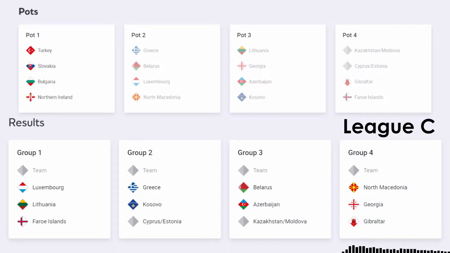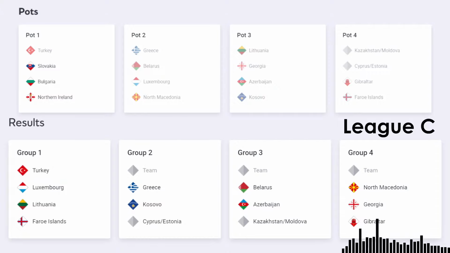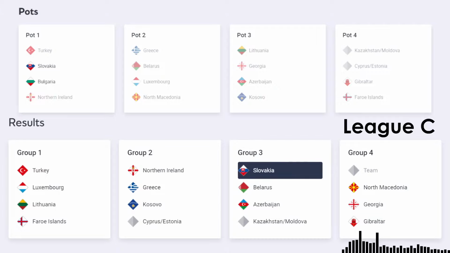Turkey on Group 1 with Luxembourg, Lithuania and Faroe Islands. Turkey, Luxembourg, completes here. I think Turkey has a great time here because they are playing very well this season. Northern Ireland on Group 2 with Greece, Kosovo and Cyprus or Estonia. The match between Cyprus and Estonia has to be done, and then the winner should be in the 4th position. Slovakia on Group 3 with Azerbaijan, Belarus and Kazakhstan or Moldova.